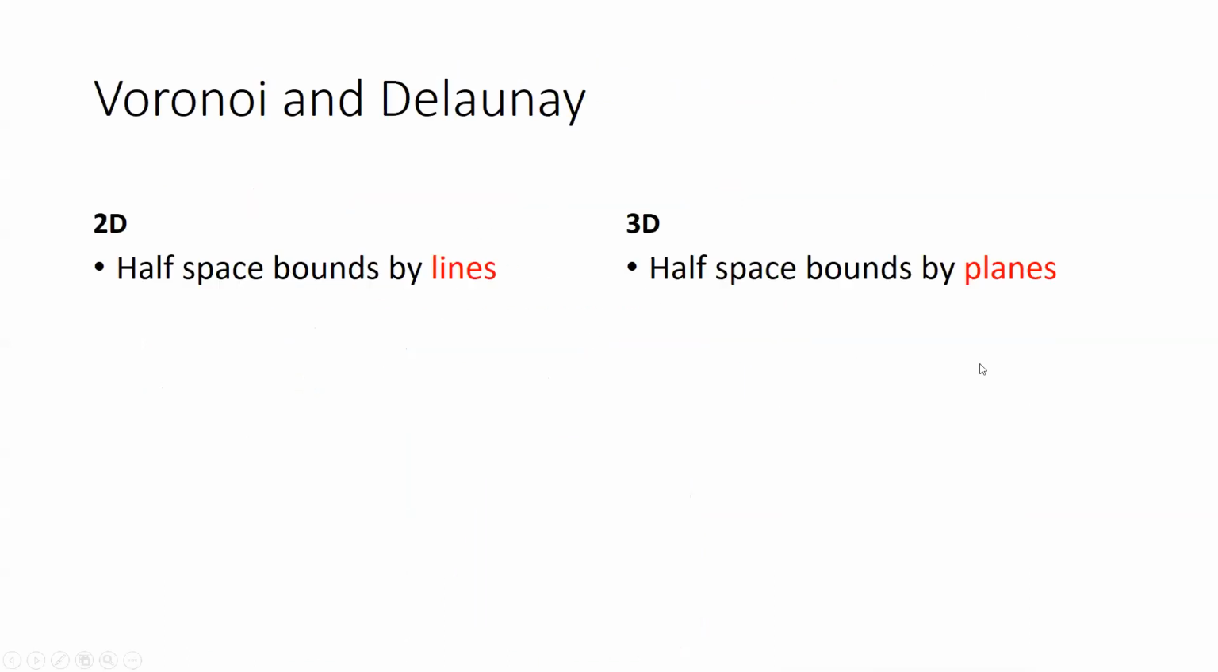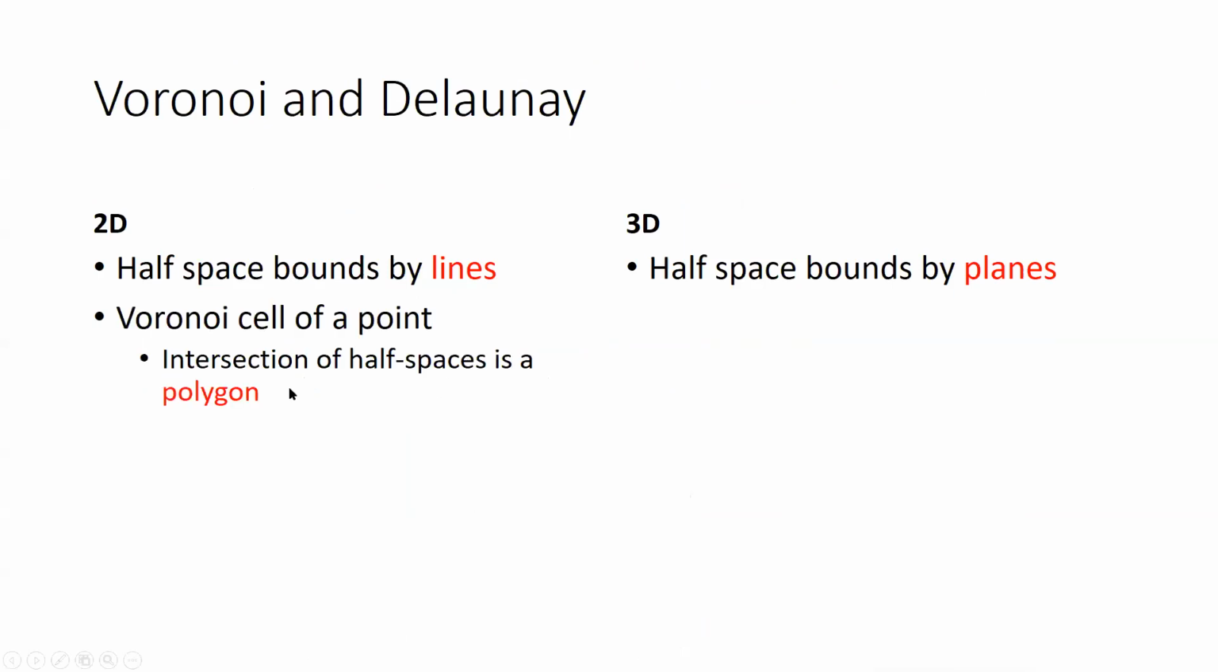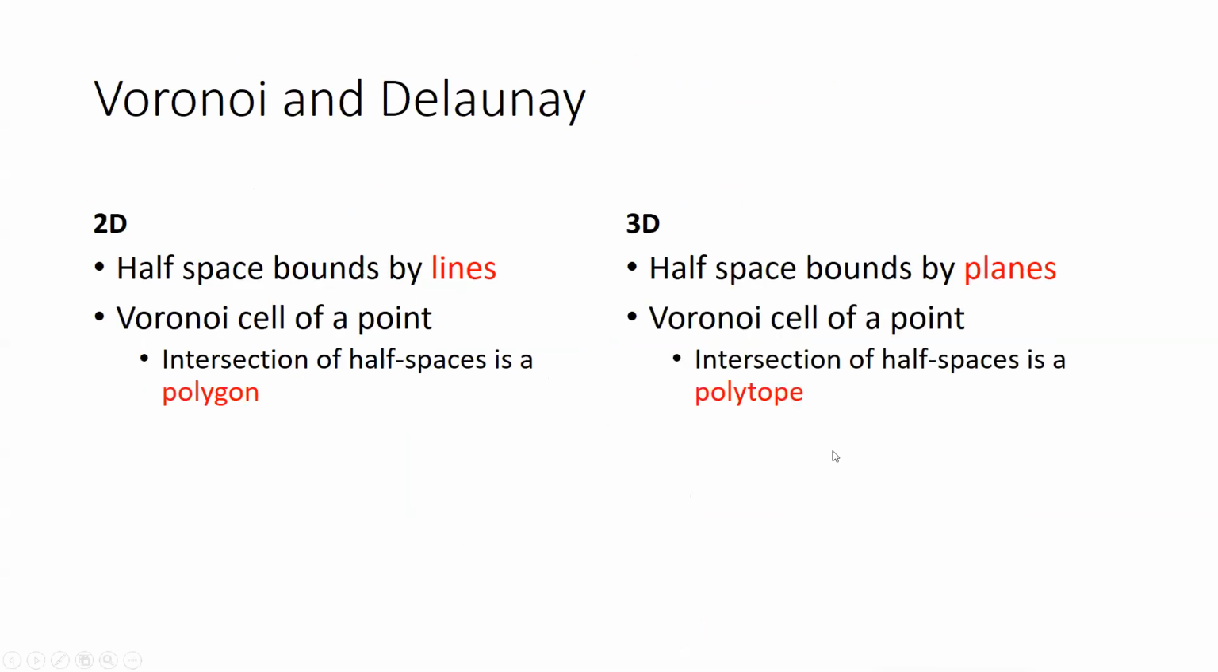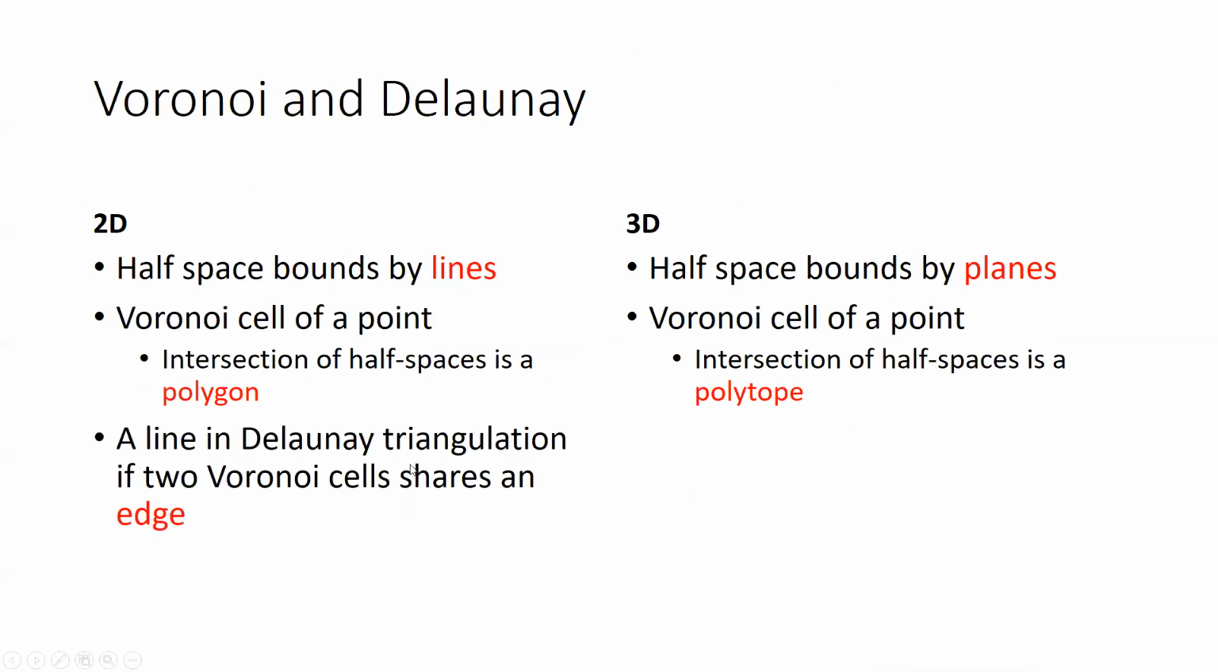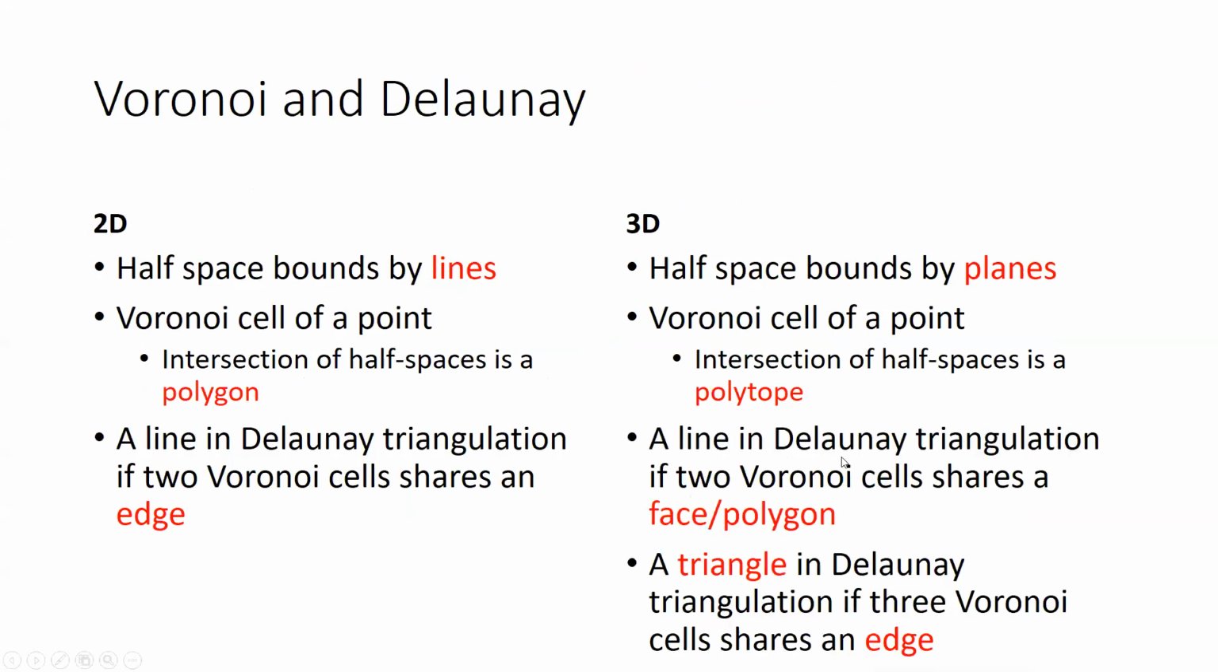So just a comparison between 2D and 3D. In 2D, half spaces are actually bounded by lines, and the Voronoi cell of each point is actually a polygon. And in 3D, the Voronoi cell of each point is actually a polytope. And in 2D, a line in Delaunay triangulation exists if 2 Voronoi cells share an edge. And in 3D, a line in Delaunay triangulation exists if 2 Voronoi cells share a face. Because the Voronoi cell is actually a polytope, 2 polytopes can touch each other on a face. But if 3 Voronoi cells touch each other, they actually share an edge, and the Delaunay triangulation will have triangles.